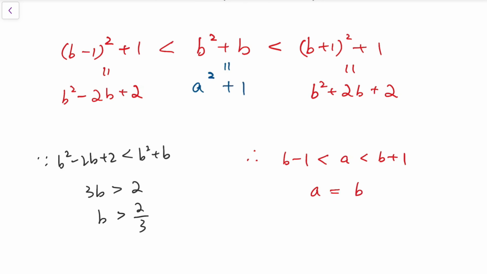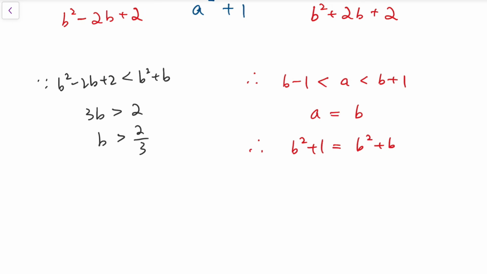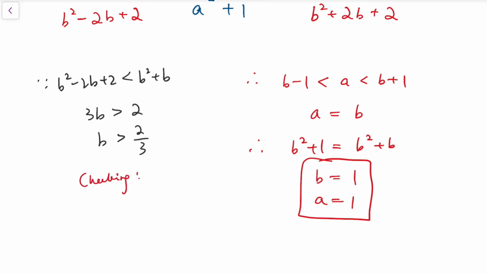So the only choice for a is equal to b. Now the equation is much easier to solve. So that means b squared plus 1 equals b squared plus b. So the only possible answer for b is 1, and same for a. And in fact, when a and b are both equal to 1, we can check and see that both sides are equal to 2. So this is the final answer.